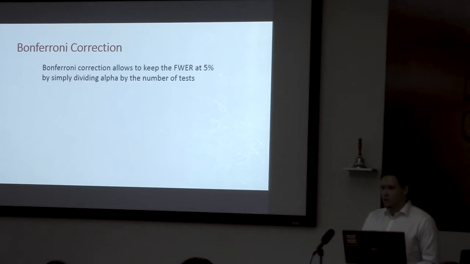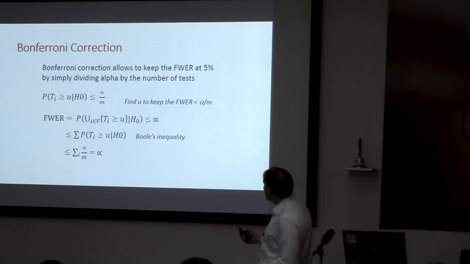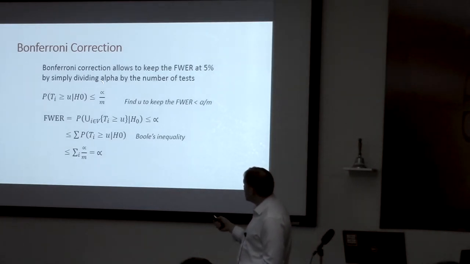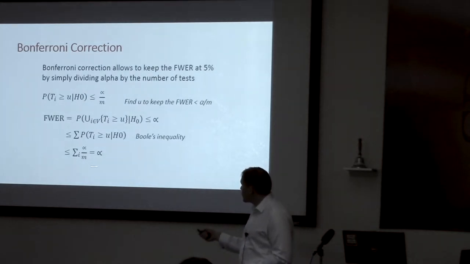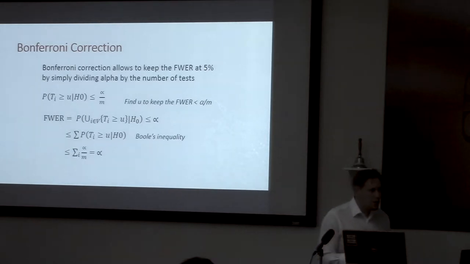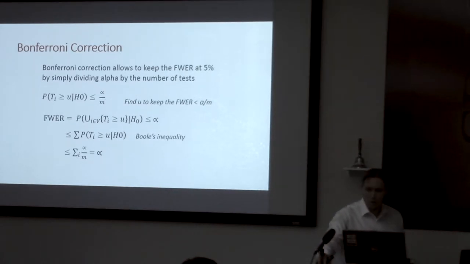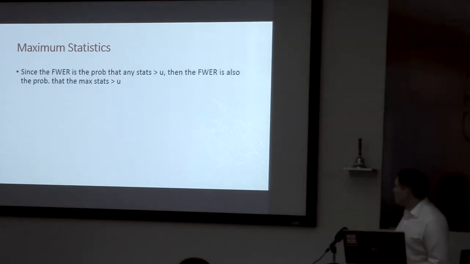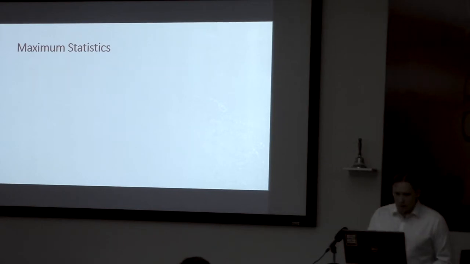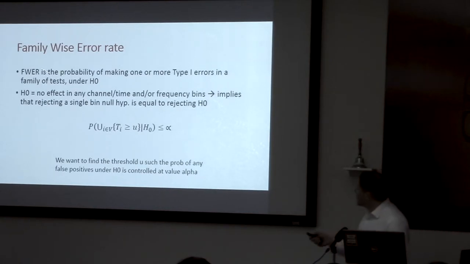So your Bonferroni correction, as we know it, basically, we take the 5% and we divide by the number of tests, right? Alpha divided by the number of tests that we do. And we can show, using the Boolean inequality, that this controls your family-wise error rate. So now if we move to the maximum statistic, again, I'll go back to this one because it's important to get that idea. Family-wise error rate is the probability of making one or more errors, right?